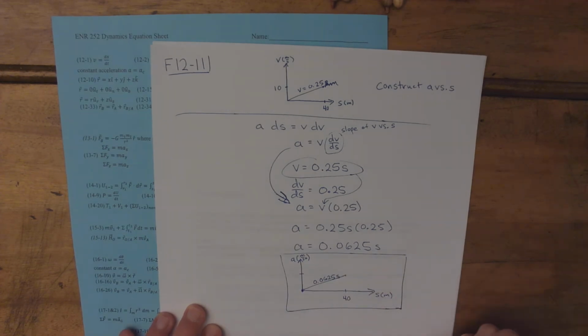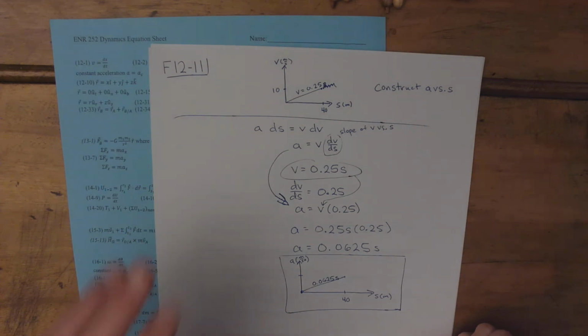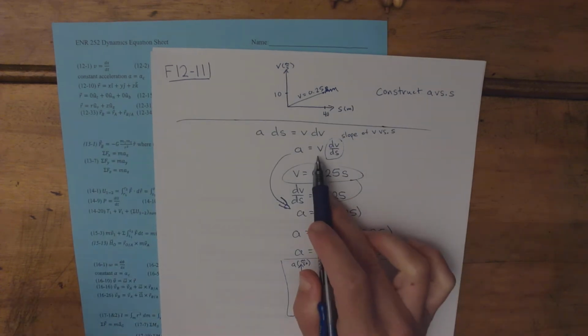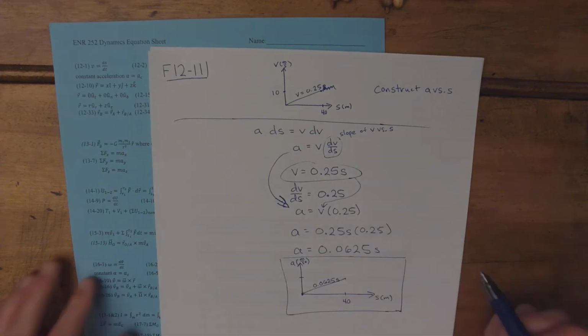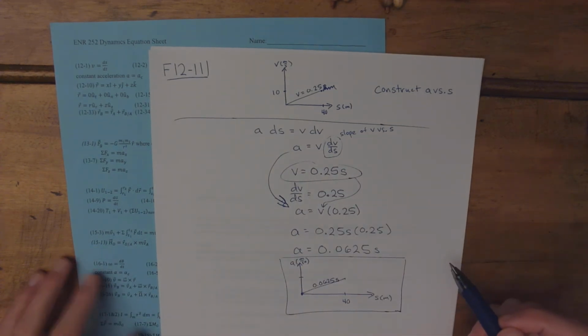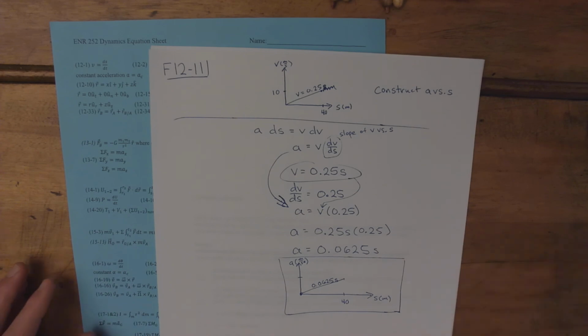And what we should notice about this is, unlike when you have velocity as a function of time, if velocity versus time was linear, acceleration versus time is flat. But here, velocity versus position is linear, and acceleration versus position is also linear because it's the velocity times the slope of the velocity versus position graph, which is equal to the acceleration. Okay, so that concludes fundamental problem 11.